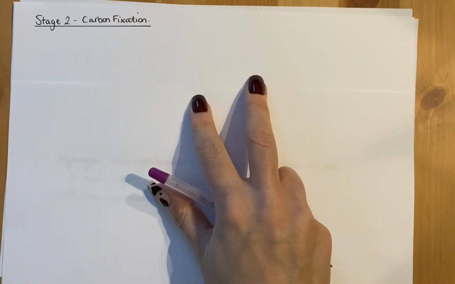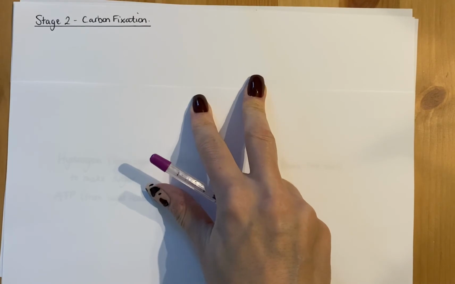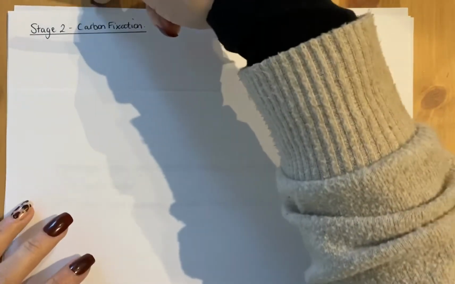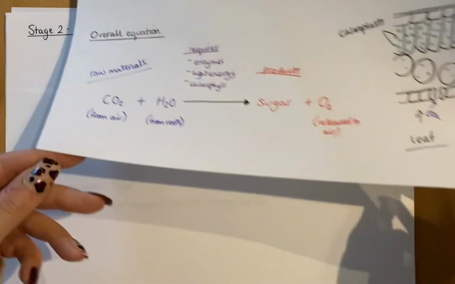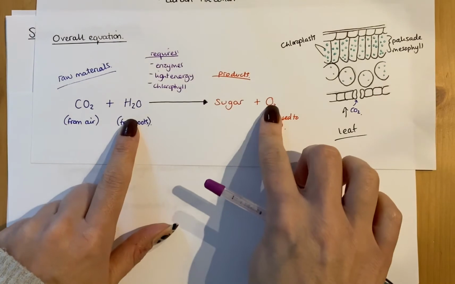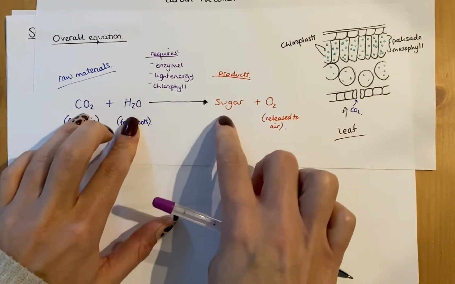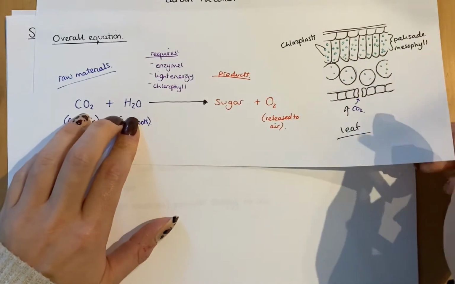So this second stage of photosynthesis is called carbon fixation. Now again, you might be able to determine from the title what carbon fixation involves. If I just quickly jump back to our main overall equation: so far we've used water and we've made oxygen. But we've yet to use carbon dioxide and we've yet to make sugar, and that's exactly what happens in that second stage.